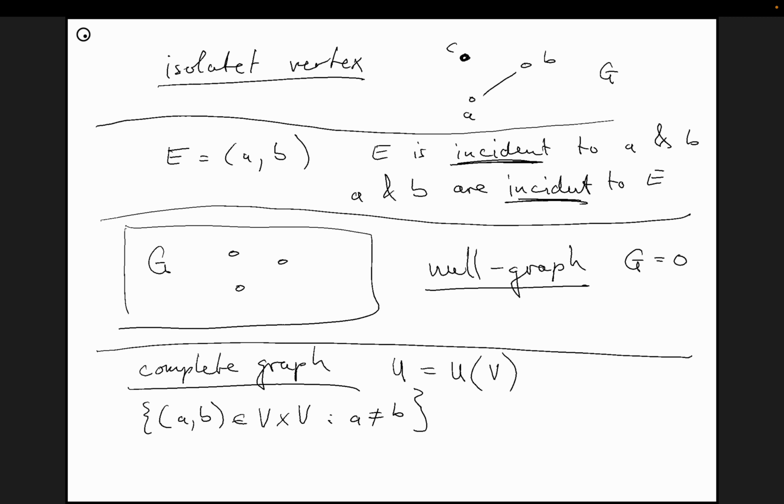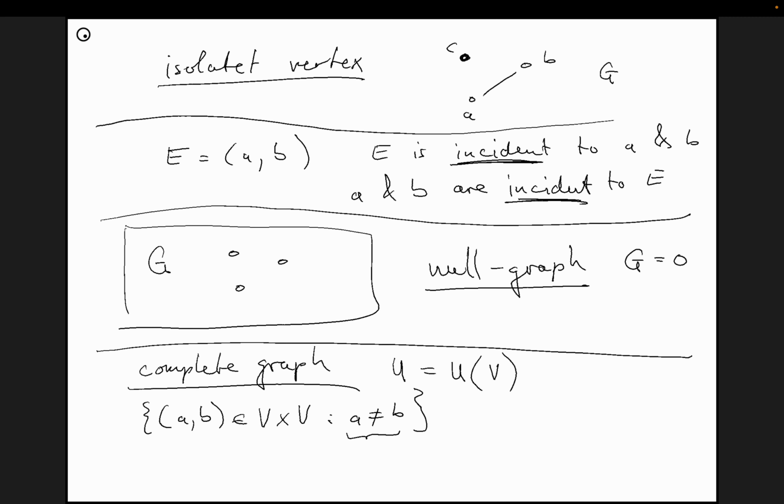So we don't allow the starting point to be the end point. So it is a graph whose edges are all pairs of possible associations for two different, and this means different, vertices a and b in V.